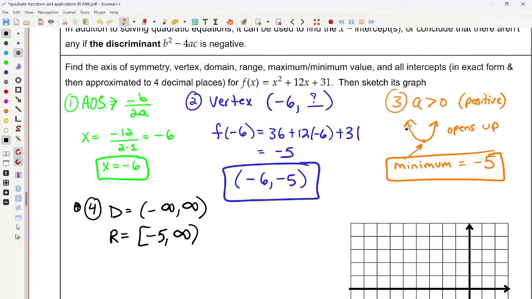How would that change if we had a maximum? The y is a maximum, and you'd put your maximum right here, and there'd be no minimum. It'd be -infinity comma your max. Find all intercepts. Okay.